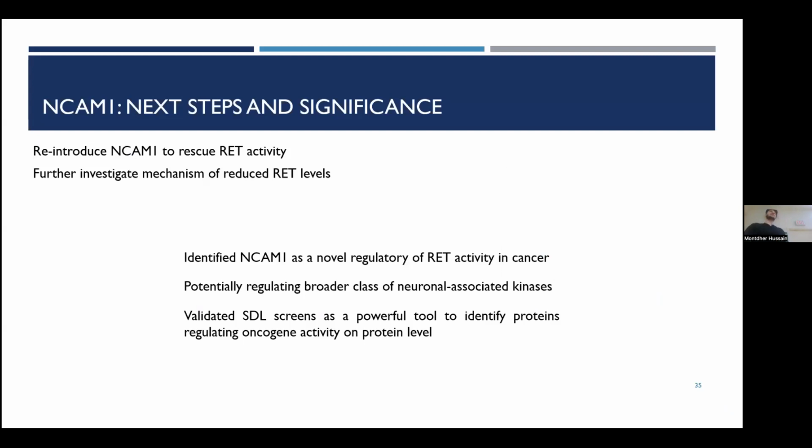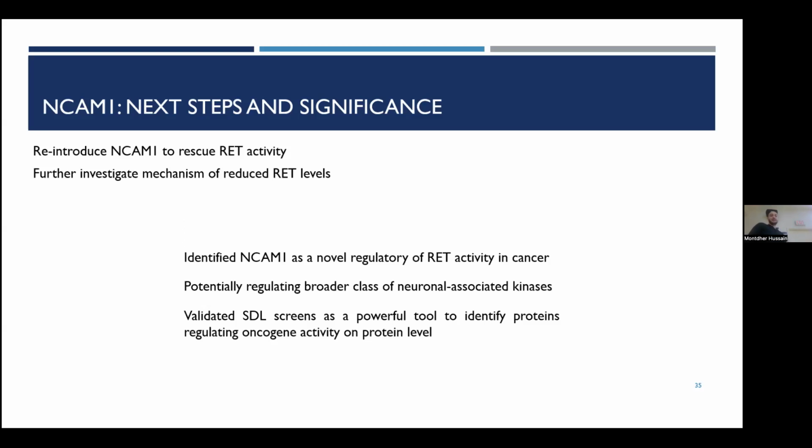However, the most immediate next step that I will be focusing on is to reintroduce NCAM1 as a rescue experiment, to see whether we can rescue RET levels and RET activity and prevent that lethality in these cells. And then further investigate mechanisms of reduced RET levels through the mechanisms that I just mentioned.